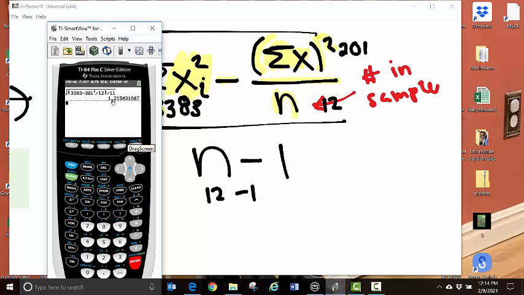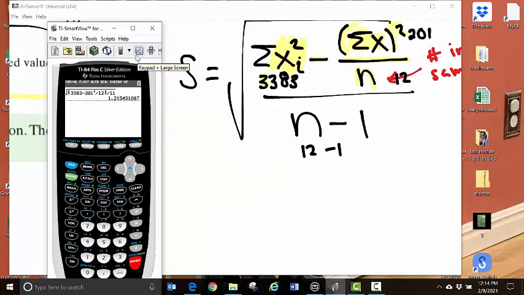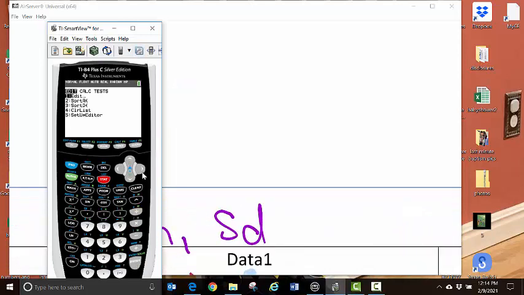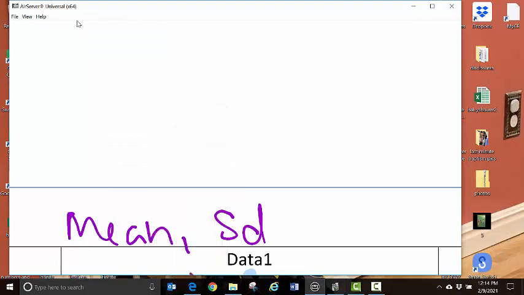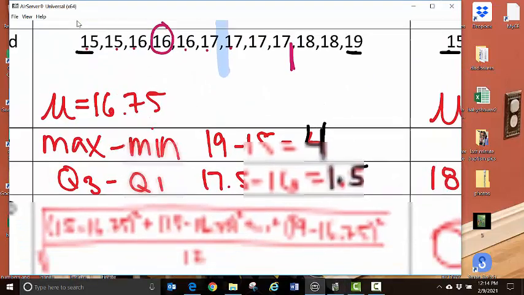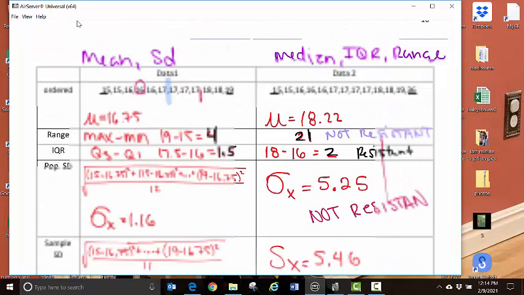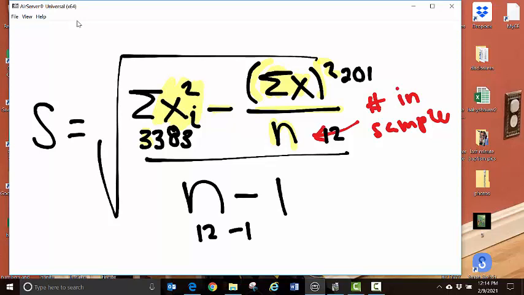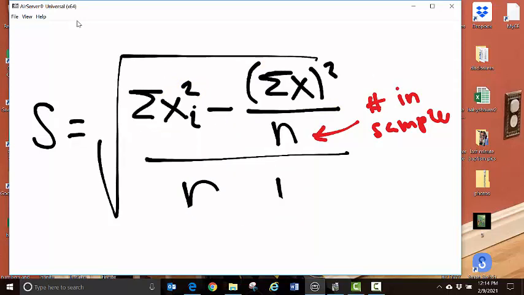right? 1.21. And if you look back at what we did when we did this, oh look, my sample standard deviation is 1.21. So it's just saying it's an alternate way to solve it that might be easier to do if you were doing it by hand. So that's all this formula is. I'd never even seen it before, but the book wants you to know that it exists. So there you go. Any questions on that?